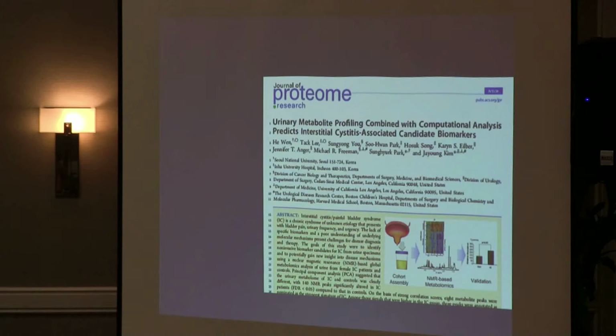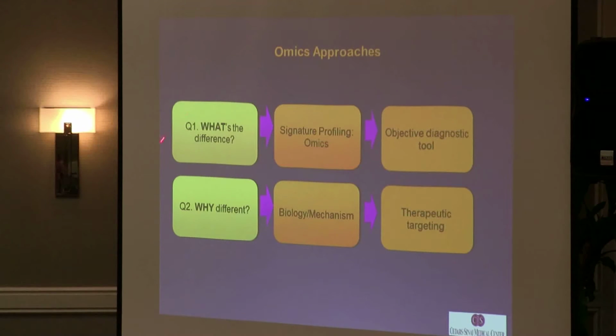interesting data from the urine profiling of IC patients and control, age and gender matched control groups. So I want to talk a little bit about that. So this is the major question that we had, as I mentioned before. The first one is, what are the differences of the patient samples from controls? And the other one is why it is different. The first one can give us the diagnostic tool, the biomarker. And the second question can give us the biology and the mechanism and give us possible strategies to target the disease.